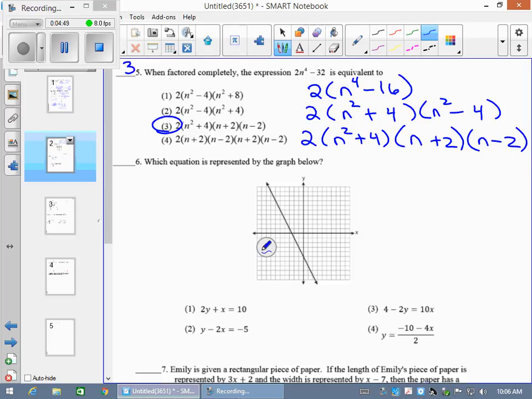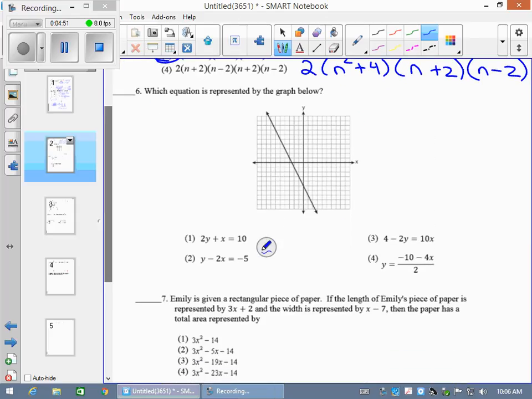Question 6. I give you a graph and you have to find the correct equation. So right now you should see that the y-intercept on the graph is negative 5 and the slope is down 2 over 1. So the slope is -2. So if I'm thinking about the slope-intercept form of a line, which is y equals mx plus b, you should know the slope is -2 and the y-intercept is -5. So that's really the equation that you're looking for.